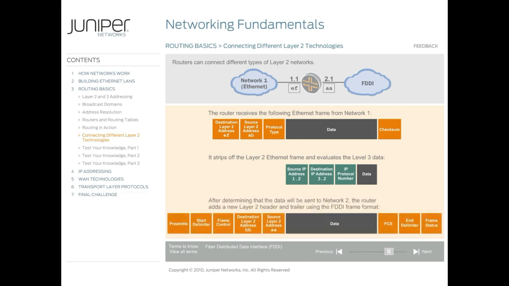After determining that the data will be sent to Network 2, the router adds a new Layer 2 header and trailer using the FDDI frame format. Like the Ethernet frame, the FDDI frame includes source and destination MAC addresses. However, notice that the FDDI frame format shown on screen is very different from the Ethernet frame format.